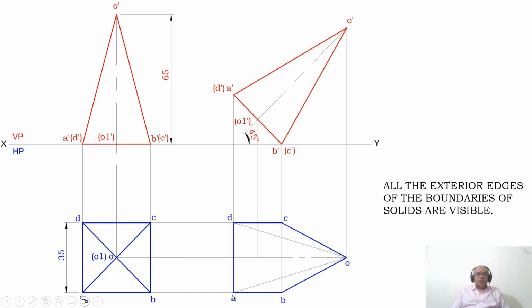So that means join A to B with a dark line, then B to O with a dark line, O to C with a dark line, C to D with a dark line, and D to A with a dark line. Once you get this, then you have big dash and small dash between O and O1. Next.